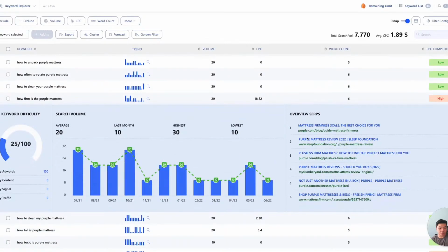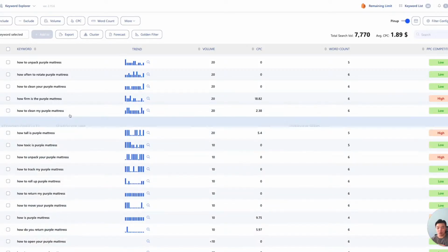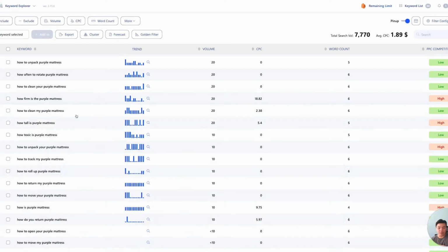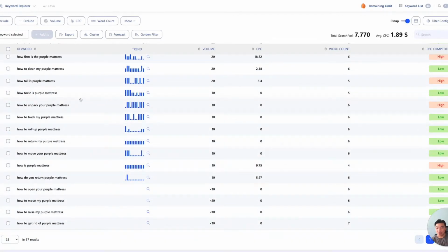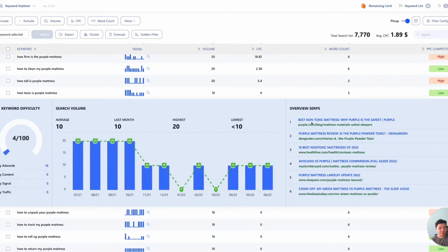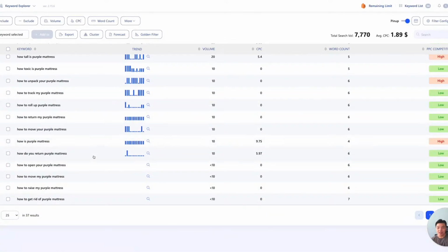So as you can see here, you see this brand really covers the stuff where it comes to purple, where it comes to the demand regarding their brand. How firm is purple matches? Firm is scale, right? How to clean, there's purple how to clean. How tall, there's how thickness guy. How toxic, I'm not sure if they have. Best non-toxic matches, why is it the safest? As you can see, they really do take care of their brand keyword.